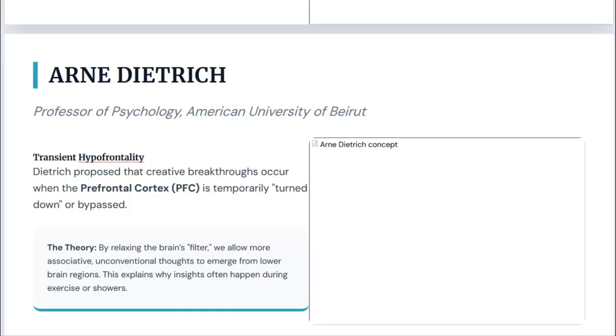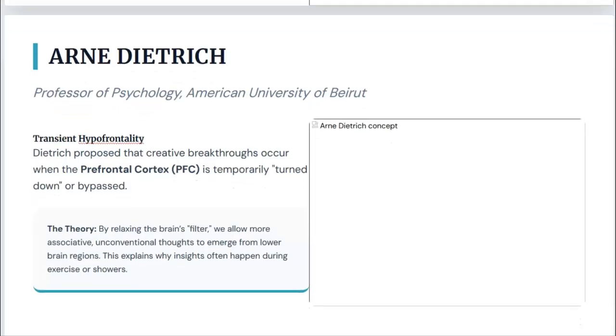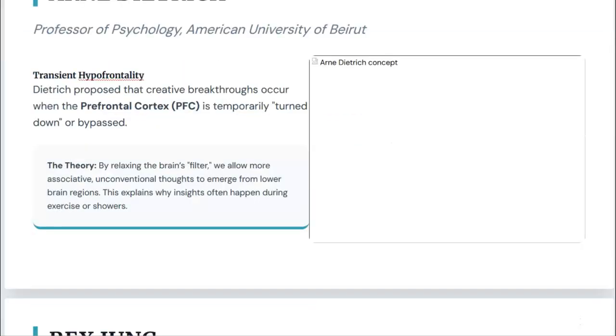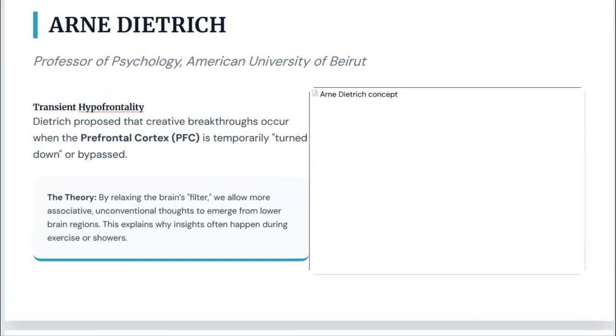Arne Dietrich, a professor of psychology at American University of Beirut, talked about transient hypofrontality. Dietrich proposed that creative breakthroughs occur when the prefrontal cortex is temporarily tuned down or bypassed. The theory is that by relaxing the brain's filter, we allow more associative, unconventional thoughts to emerge from the lower brain regions. This explains why insights often happen during exercise or showers, like if you're walking the dog.